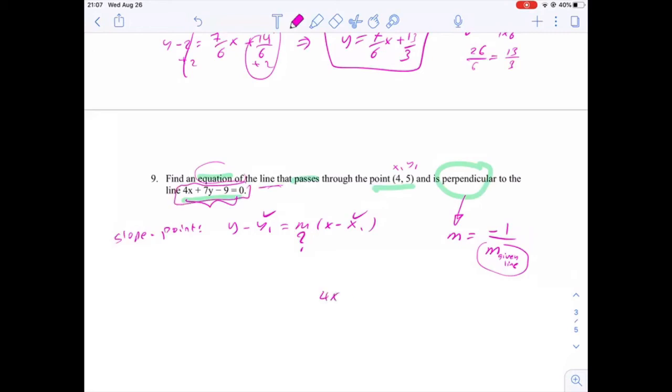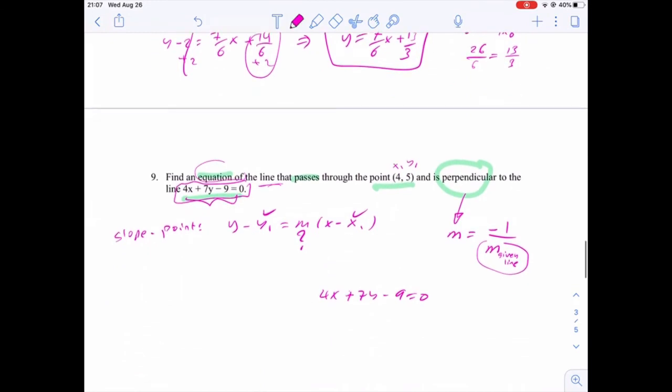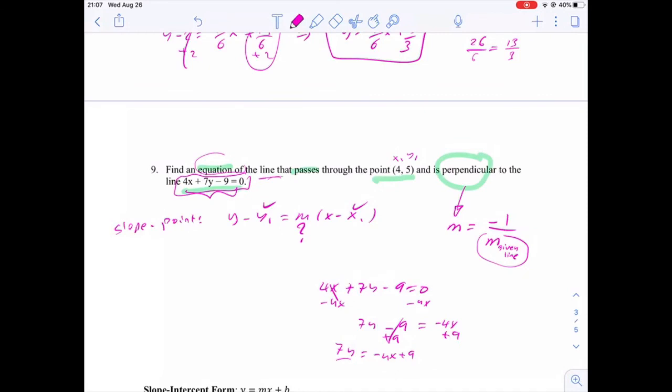But you know that for 4x plus 7y minus 9 equals 0, we need to find the slope of this. The slope is not 4. We need to isolate y. So let's subtract 4x. We get 7y minus 9 equals -4x. And then we add 9. So 7y equals -4x plus 9. And then we divide by the coefficient of y. So y equals -4/7 x plus 9/7.